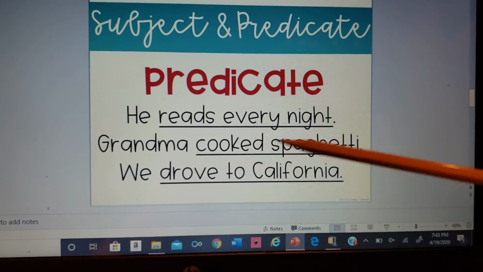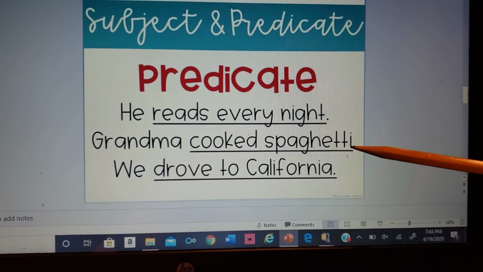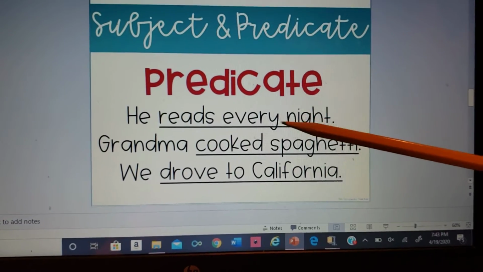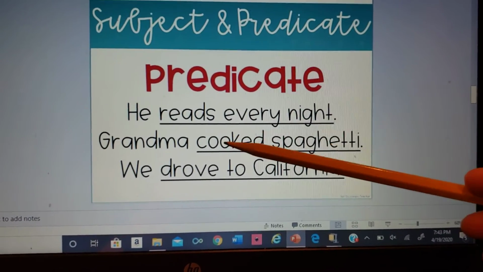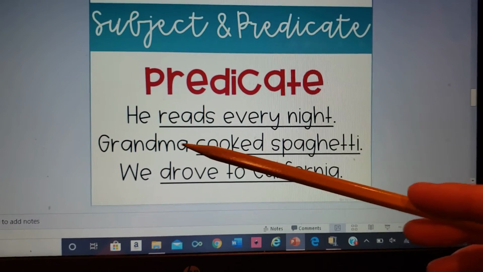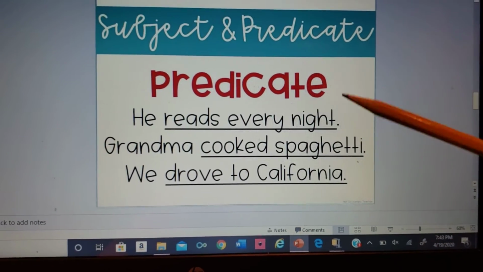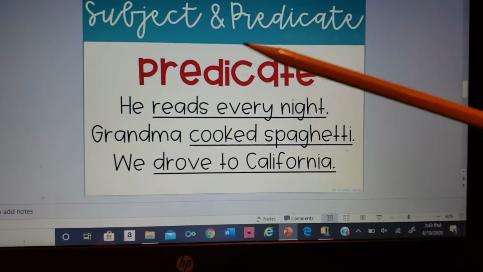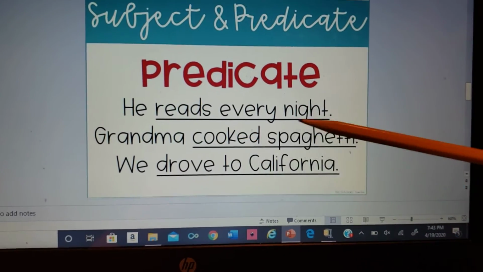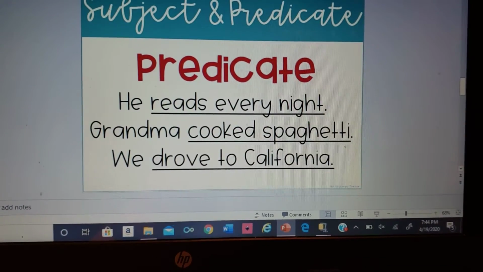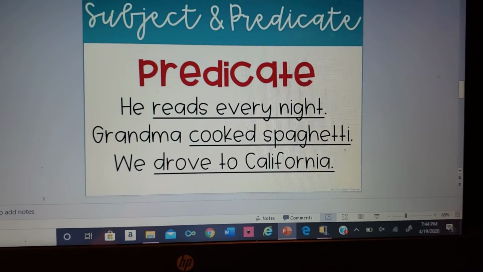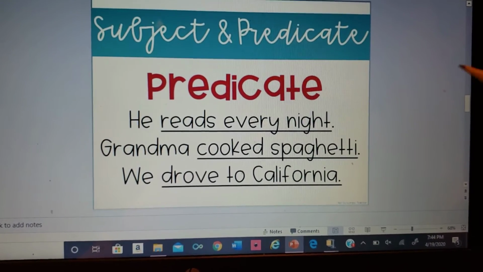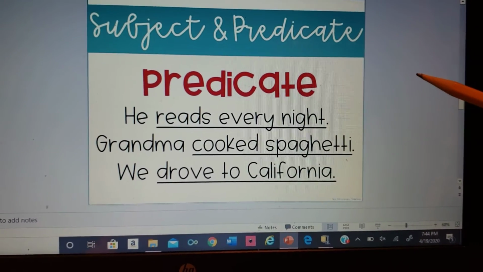Well, spaghetti is being cooked. So these two words would be underlined to show the predicate of the sentence. What is the subject? Well, it's got to answer the question who, so we can say who cooked the spaghetti. We know that grandma cooked the spaghetti. So grandma is the subject. What is she doing? She cooked the spaghetti. Again, the verb is cooked. There's action happening there. Okay, so we have to include the verb in the predicate.